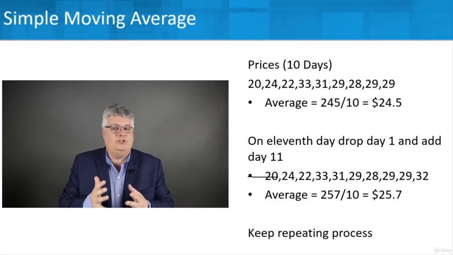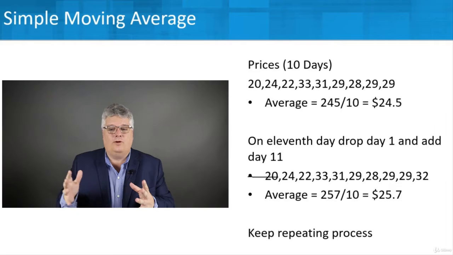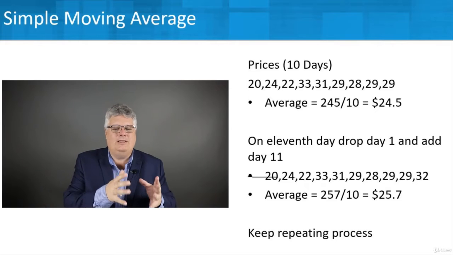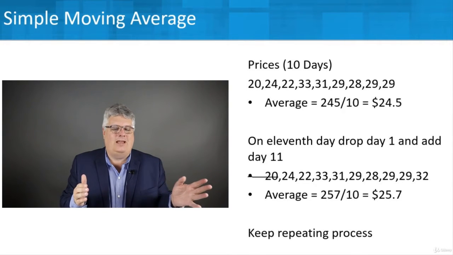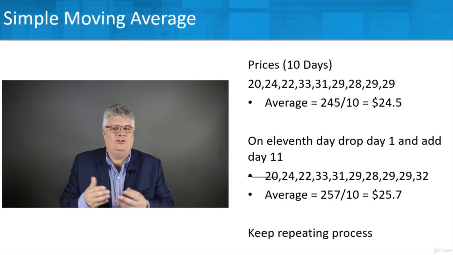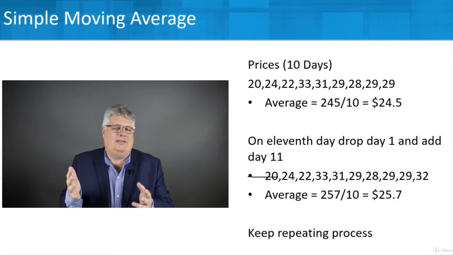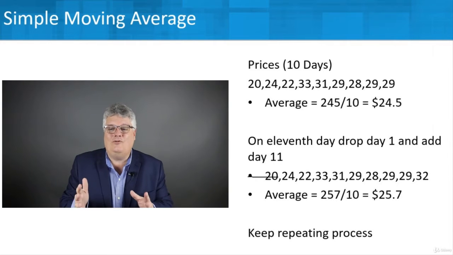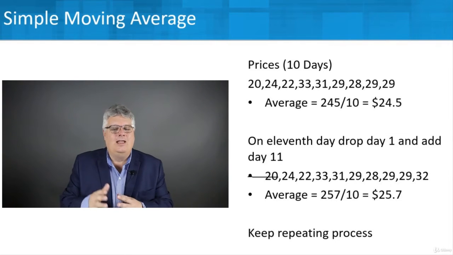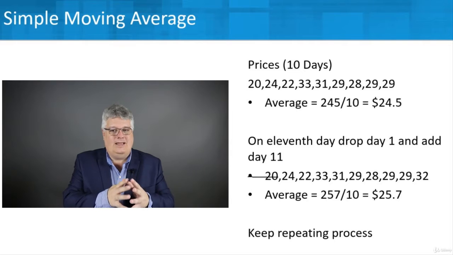A simple moving average is basically looking at prices over a time period. In this example, let's say we were looking at the price of a security over 10 days, and you can see the prices at 20 and 24 and 22. Going back, the most recent price would be 29 to the far right, and 10 days ago was at 20. This is a basic math problem, right? You add up the numbers and divide by 10 periods. The average is 24.5.